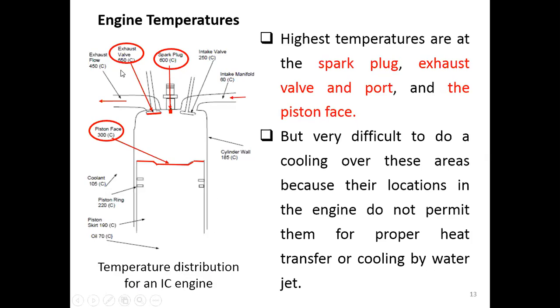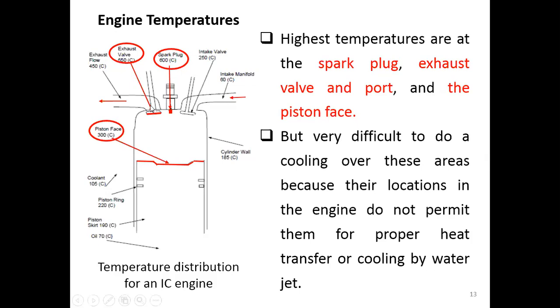If you look at this picture closely, you can see many temperatures all over the engine. But the most serious ones, the highest temperatures, happen here on the spark plug, on the exhaust valve or port, and the piston face, where you can see the temperature is about 300, 600, and 650. The rest is lower than this. So these are the most serious places that we have to think about for cooling: how to reduce the amount of heat transfer.